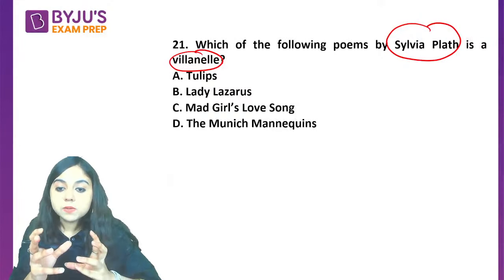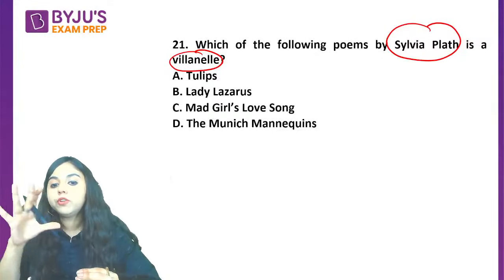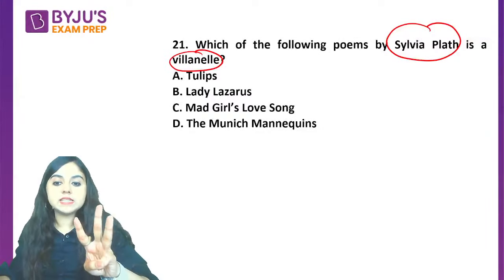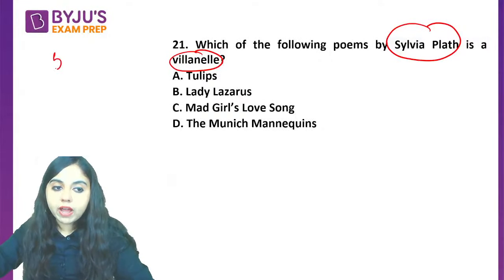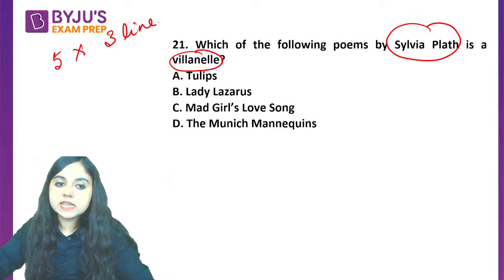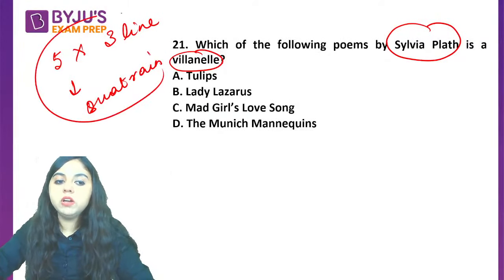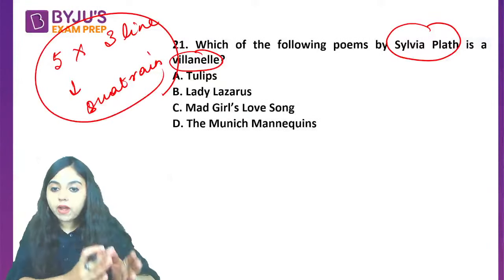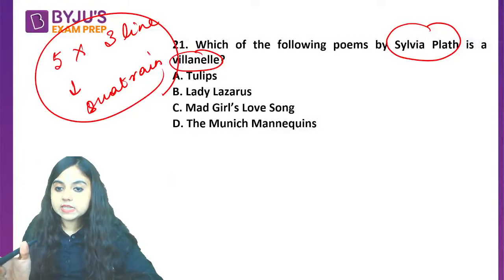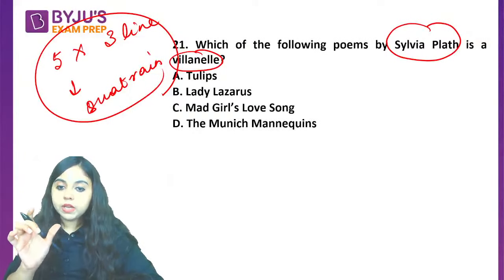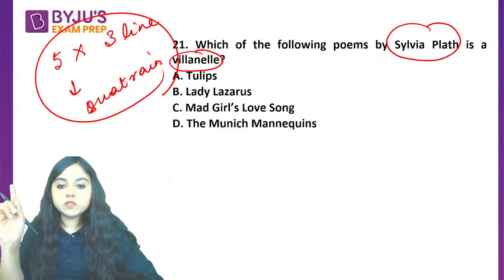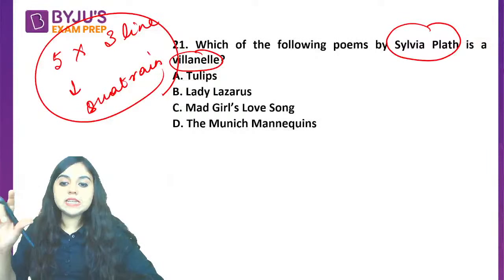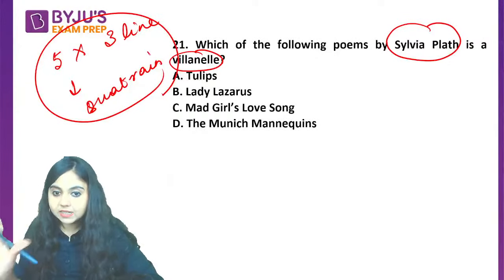What is a villanelle? A villanelle is a poetic form in which poems are written in five three-line stanzas, also called tercets, followed by a final quatrain. So there are five tercets and then a final quatrain. This is the structure of a villanelle. Three into five is 15, plus 4 is 19, so these poems have 19 lines. If you look at it mathematically, that's a villanelle. I hope that is clear to everybody.